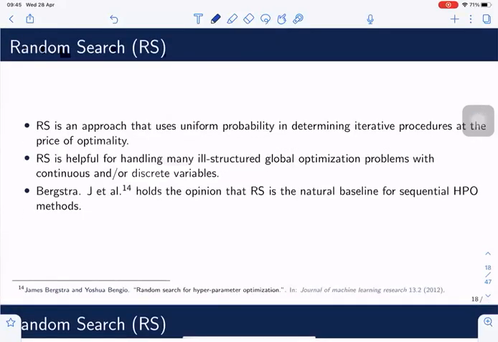And random search, I think everyone is very familiar with it, right? It's very simple. It's an approach that uses uniform probability in determining iterative procedures at the price of optimality. Even though it is very naive and simple, it is indeed helpful for handling many structured and global optimization problems. And Bergstra holds the opinion that random search is a natural baseline for HPO methods.